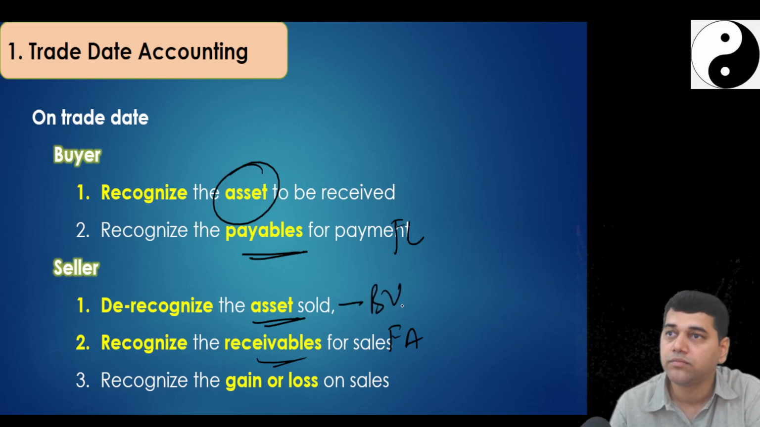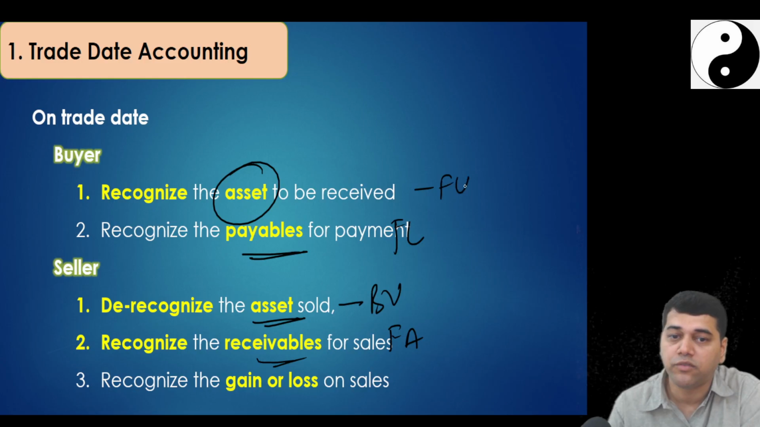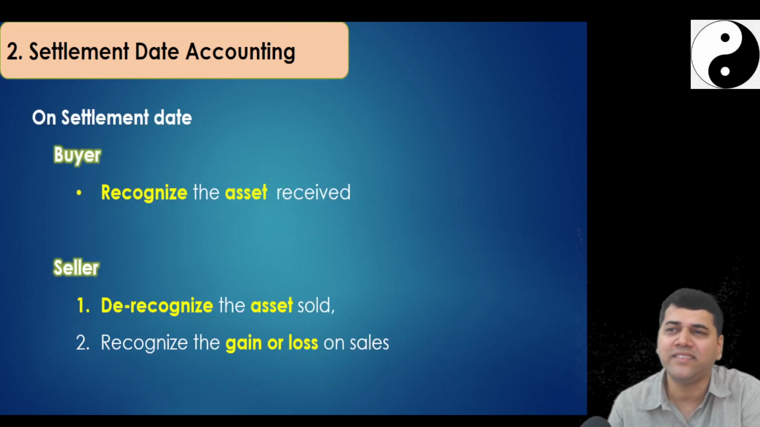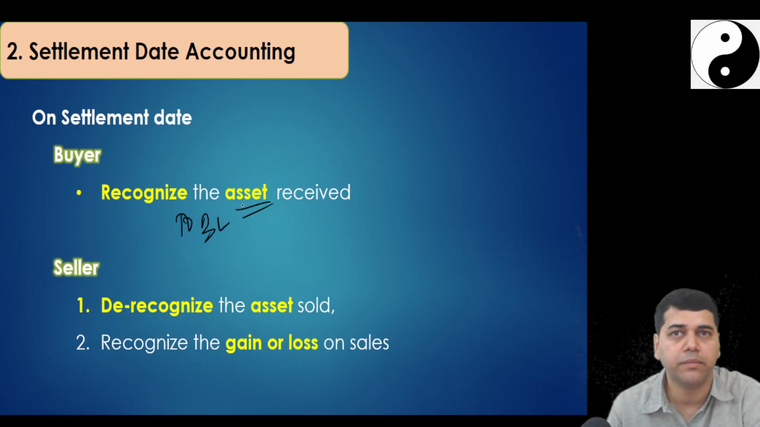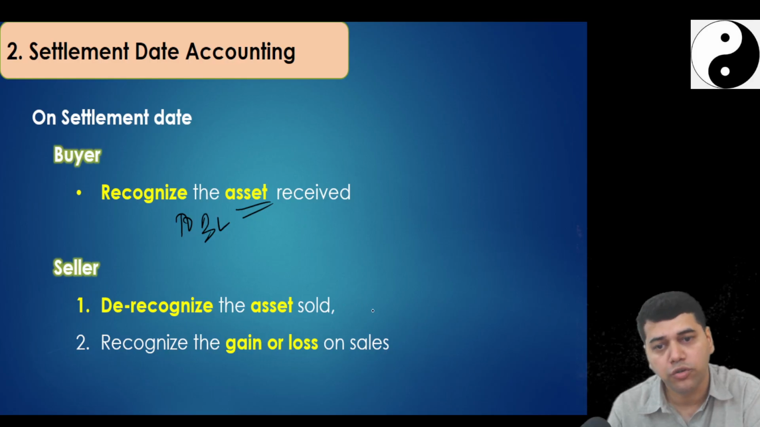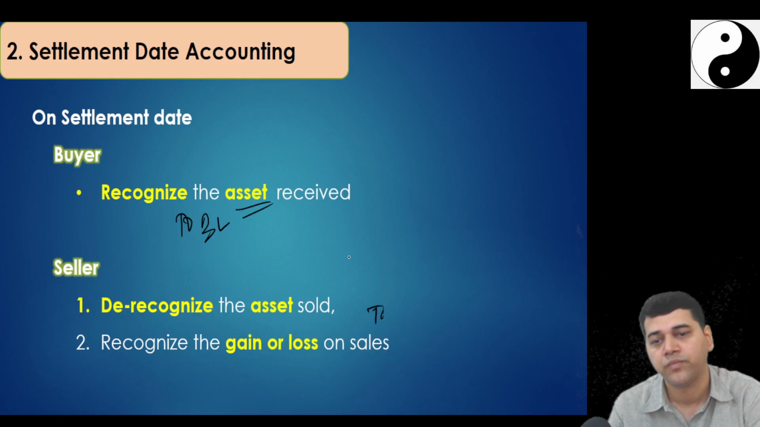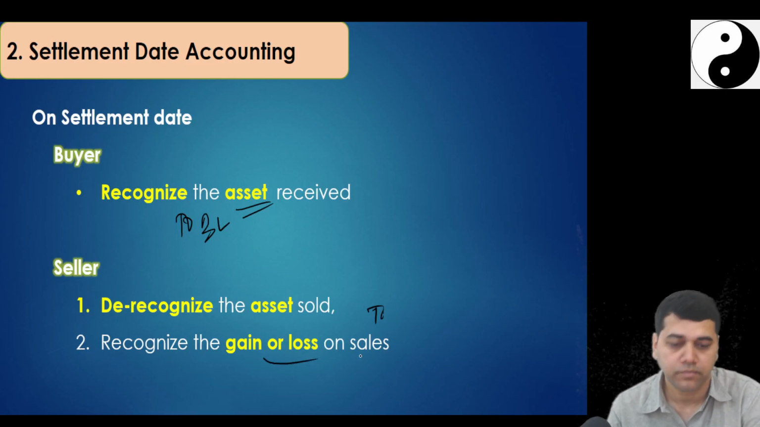He recognizes the gain or loss on the sale, because what goes out is at book value, and the asset comes in at fair value. He will recognize the financial asset at fair value. What goes out is the book value. The difference is his P&L. Understood? What if it is settlement date accounting? In settlement, you just recognize the asset when you make the payment. Two assets go at book value, bank comes to you at fair value, and there is the gain or loss on the sale.